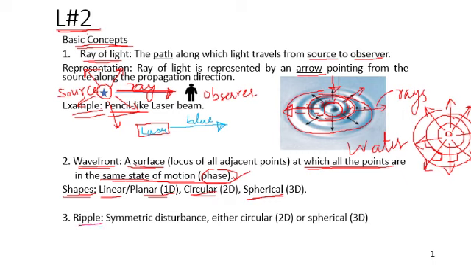And then the concept of ripples. Ripples are nothing but symmetric disturbances, either circular or spherical. These wavefronts are disturbances which are symmetric about a common point. You can see they are symmetric circles, and these disturbances have been labeled as ripples, ripples of water.